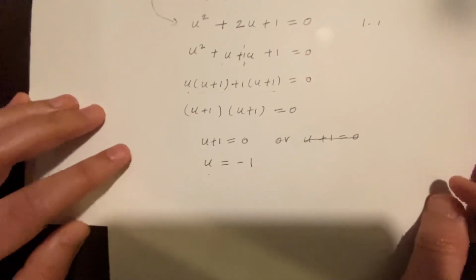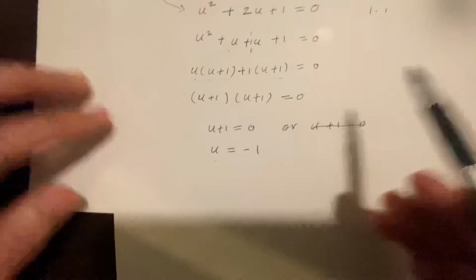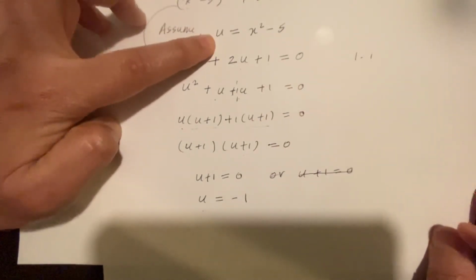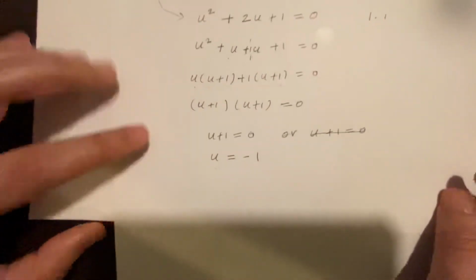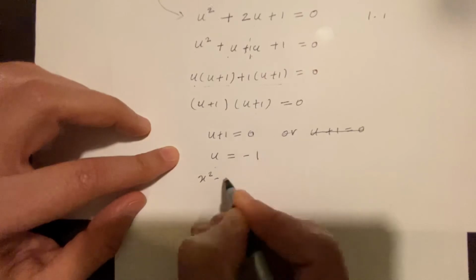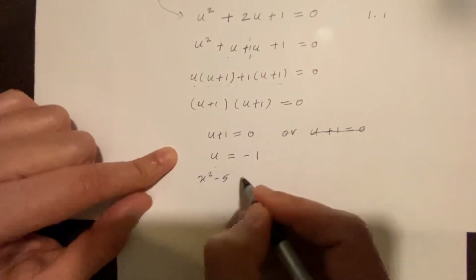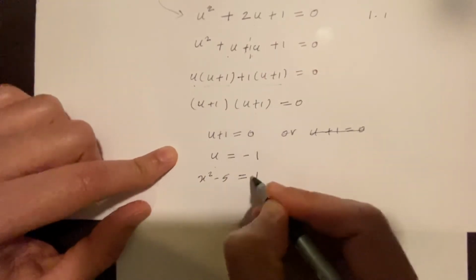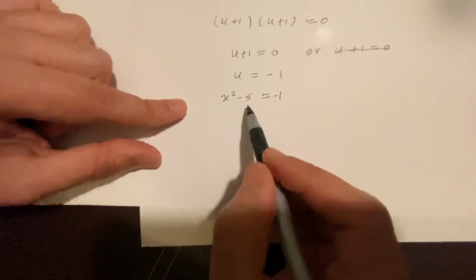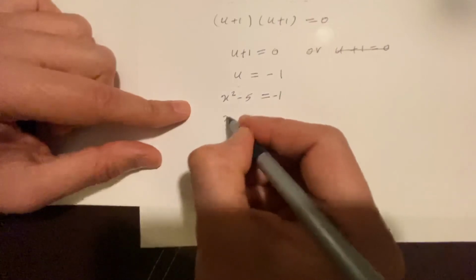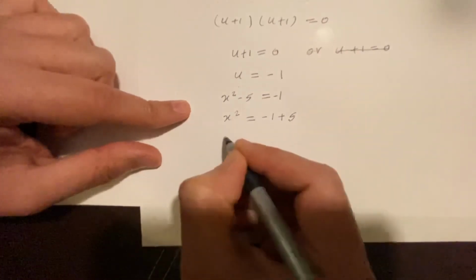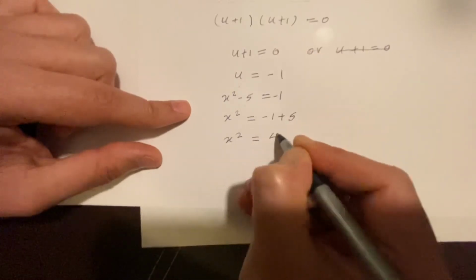As we said up here, u is x squared minus 5. So let's replace u back: x squared minus 5 equals -1. Now to find the value of x, let's move this to the other side. x squared equals -1 plus 5, so x squared equals 4.